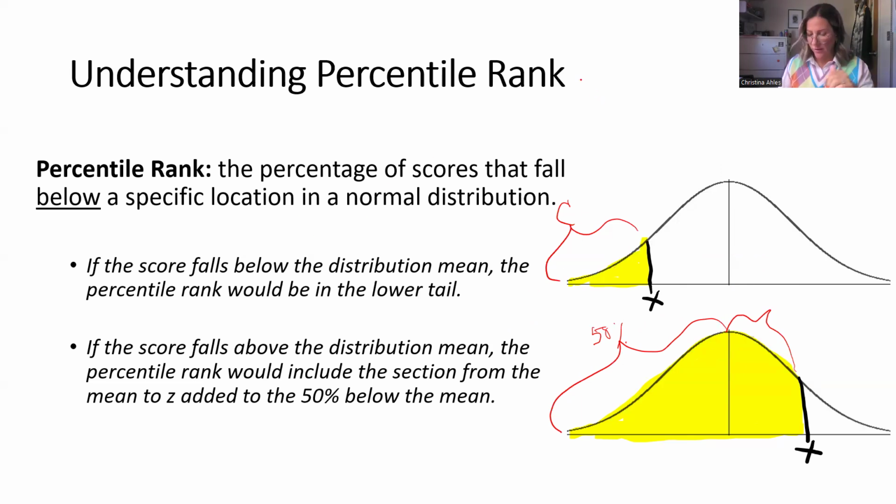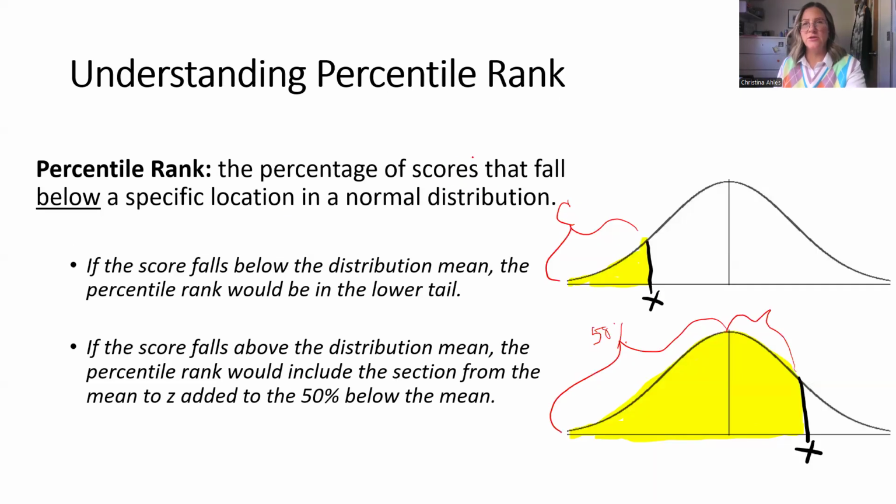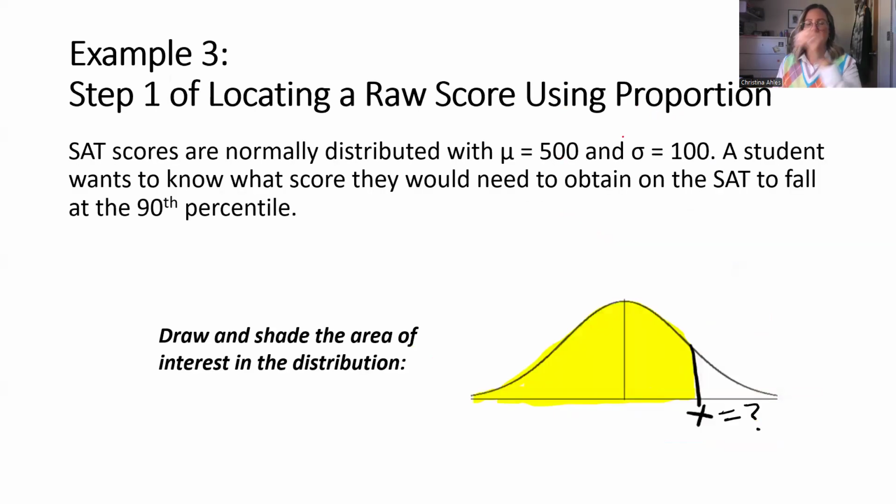So let's think about the last one: the mean was 500, standard deviation was 100, okay? Let's see if we're using that. Yeah, we are. So let's try this example out. We have the mean of 500 and a standard deviation of 100, and a student wants to know what score they would need to obtain on the SAT to fall at the 90th percentile.